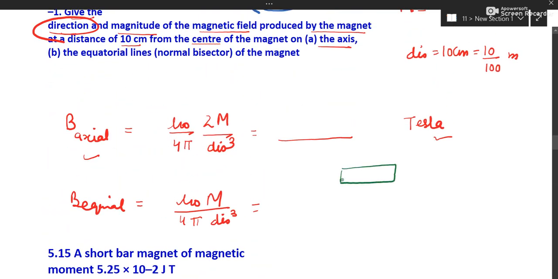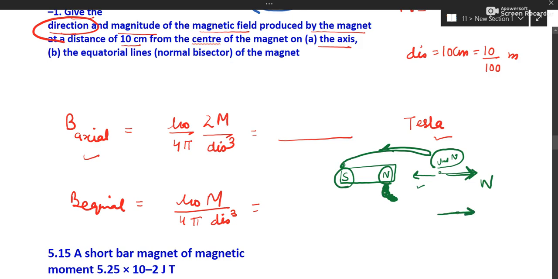This is the bar magnet, south north. For the axial point, the situation is like this. Here we imagine a unit north pole. So this north will repel this north, and the south will attract this north. The south is going to attract it. So this is the direction. Now it is closer, so its field is more dominating. So this is the direction of net field. So we will keep this arrow here. So it is from south to north for the axial point.